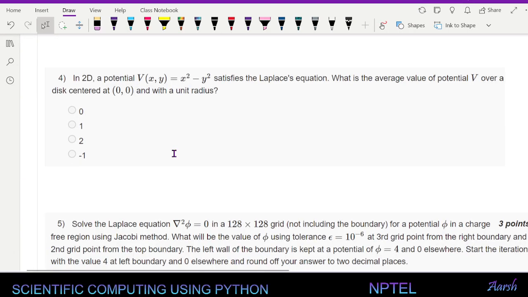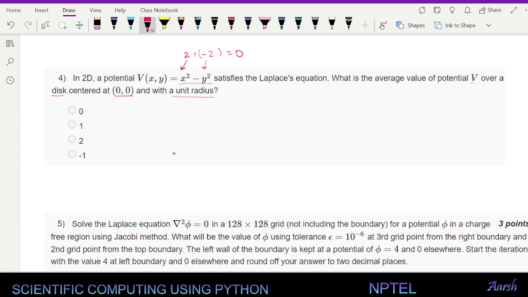In 2D, a potential is given x square minus y square that satisfies Laplace equation. I don't know why they need to give it to us because we can clearly see, right? This second derivative is 2, this is minus 2, so sum is 0. So we can verify that. What is the average value of V over a disk centered at 0, 0 with a unit radius?